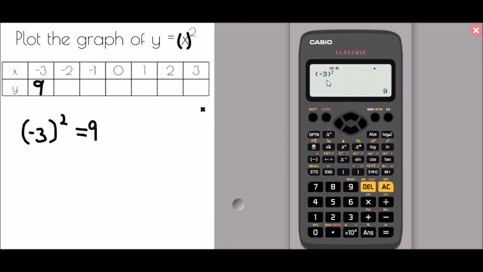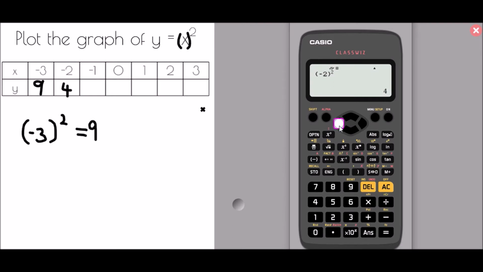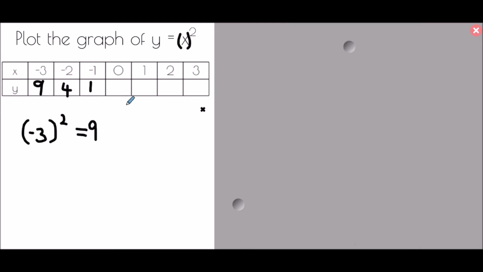With the calculator, the other nice thing about it is we can click backwards, and all we need to do is delete and change to 2 and press equals again, and we get our next answer of 4. We can go delete 1, equals, and the answer is 1. And we can keep going with the same thing. 0 squared is 0, 1 squared is 1, 2 squared is 4, 3 squared is 9.